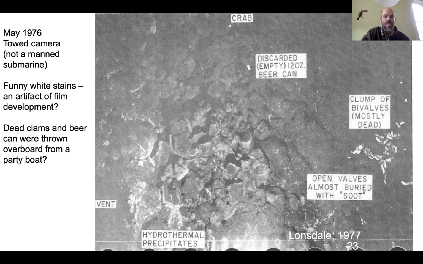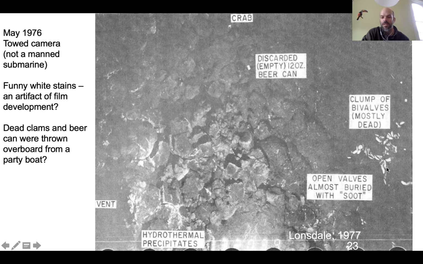And so in May 1976, they took this photo where they had some funny white stains on the rocks on the seafloor, which we now know are hydrothermal precipitates. But when they first saw this photo, their first thought actually was that this was just a result of bad photo development, because these were the days where they were developing their own film negatives by hand with chemicals on the ship. So they thought maybe this was just an artifact of the photo processing.